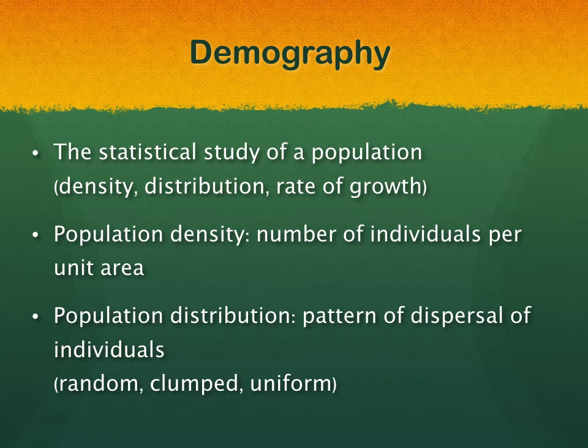So if you were a population ecologist, one of the things you might be interested in is demography. This is the study of a population and looking at the density, so how many per given area, the distribution, how spread out they might be, and also the rate of growth. Population density is interested in the number of individuals per unit area, whereas a distribution is looking at the pattern of dispersal. And there are three main patterns of dispersal that you can find: the random, clumped, and uniform.